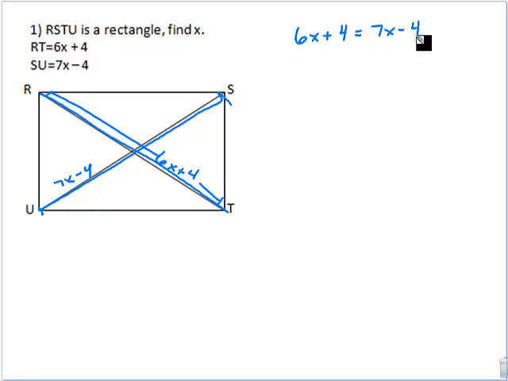And now we just have to solve this. So how do we solve this? Got minus the 6x and what else? Add the 4? X equals 8. Yeah, so x is 8. Is that okay? Ready for another example?